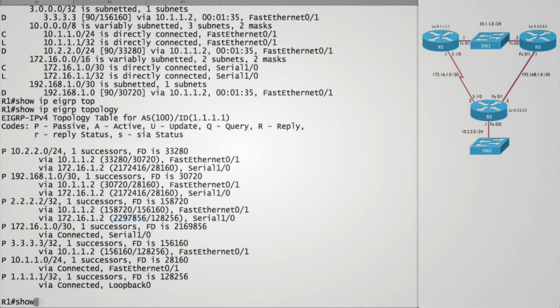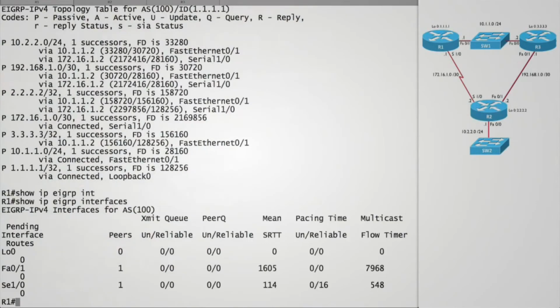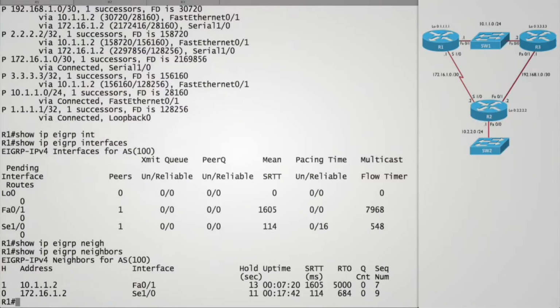We can say show IP EIGRP interfaces to see the contents of that table, and we see that on R1, loopback 0, Fast Ethernet 0/1, and serial 1/0 are participating in EIGRP. The third table that EIGRP maintains is the neighbor table. We can see what neighbors we have by doing a show IP EIGRP neighbors command, and we've got 2 neighbors. We've got R2 and we've got R3.